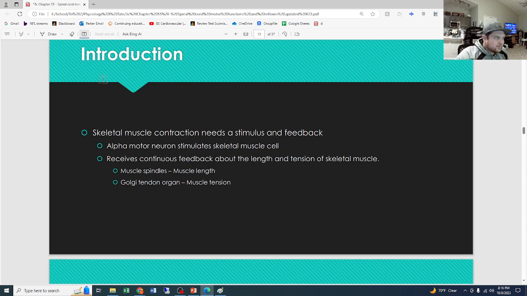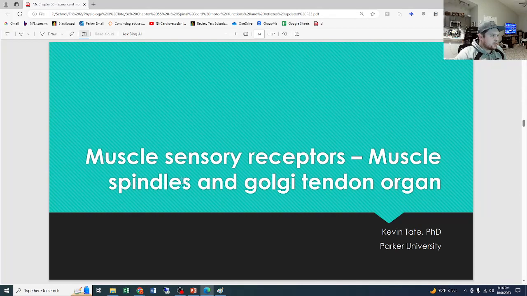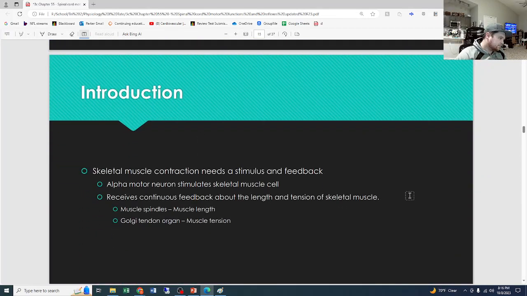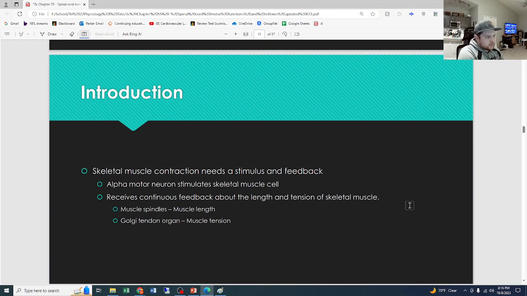Kind of crazy. Okay. Continuing, the muscle spindles and the Golgi tendon organ. So skeletal muscle contraction needs a stimulus and also feedback. Feedback is controlling it, and typically will be a negative feedback loop or a positive feedback loop. Positive is also called feed forward. You'll learn more about feed forward loops in Physiology 2, but we'll mostly talk about negative feedback.